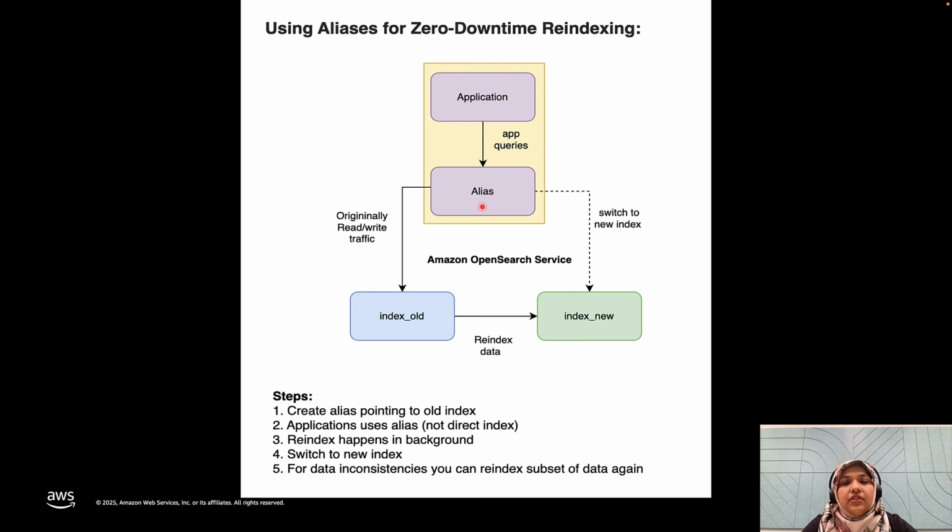Let's deep dive into using aliases for achieving zero downtime while reindexing. Aliases act as virtual pointers to one or more indices, allowing you to abstract the actual index name from your applications. When reindexing data from an old index to the new index, you can create aliases that point the application to the old index. This is a perfect scenario for blue-green deployments, a strategy where you maintain two environments. Blue is for the live old index and green is for the new index being prepared.